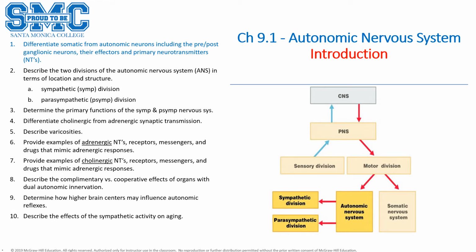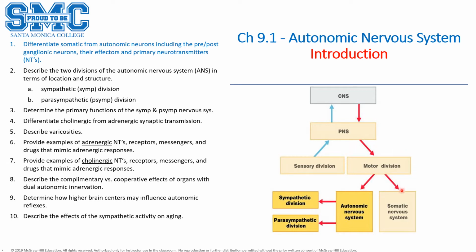Welcome to this chapter on the autonomic nervous system. In this chapter, we're going to focus on the control that's going to our involuntary system. So all those things that you don't think about, your blood vessels, your glands, your internal organs, how they're being controlled. We're mostly going to concentrate on the motor part of that.